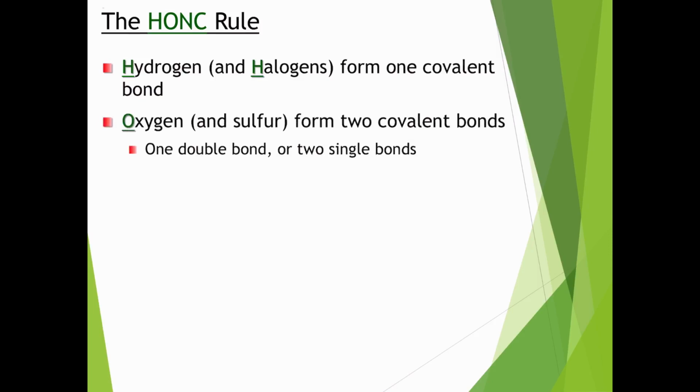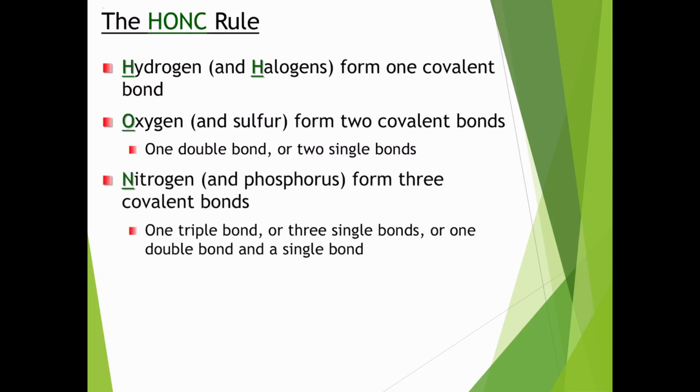Oxygen and sulfur and things below that will typically form two covalent bonds. They can form a double bond or two single bonds, but a total of two bonds. Nitrogen and phosphorus and things below that form three covalent bonds. So you can have a triple bond, you can have three single bonds, or you can have a couple combinations.